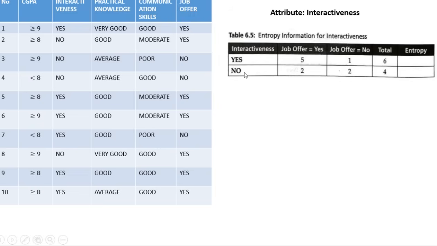Similarly do for interactiveness no. When interactiveness is no, how many job offers are yes? This is 1 and this is 1, so 2 job offers yes. When interactiveness is no, how many job offers are no? This is 1, 2, that's it, 2. So what is the total? Just add these two: 5 plus 1 is 6, 2 plus 2 is 4.